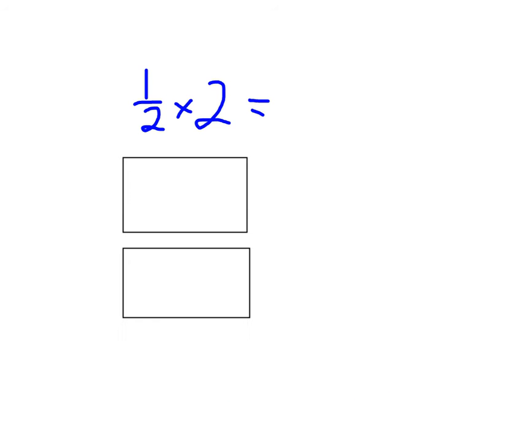But now let's look at fractions here. And now I have 1/2 of 2. What does that mean? So I have 2 whole pieces.